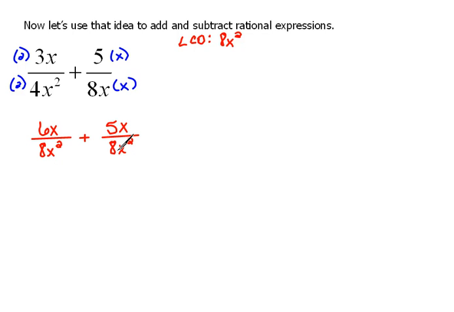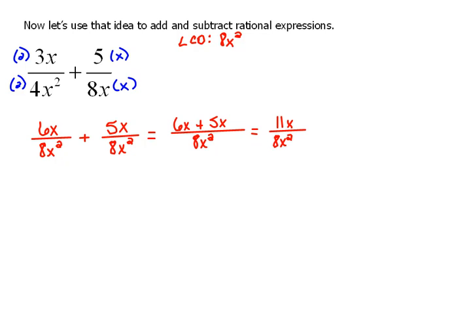Now that we have a common denominator, we can go ahead and work with our numerators. So this would be 6x plus 5x all over the 8x squared. And now we can combine like terms. 6x plus 5x would be 11x over 8x squared.